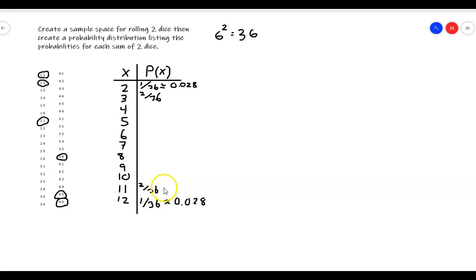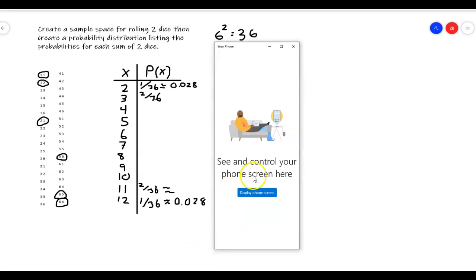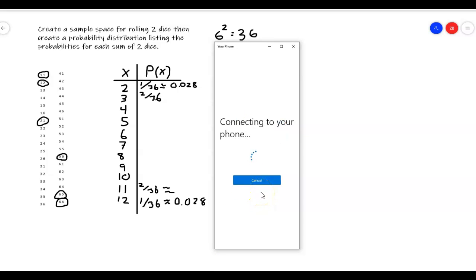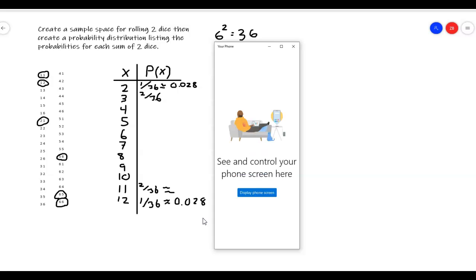To find those, just go up to the calculator here. I do 2 divided by 36, which should be twice that. So it should be about 0.056, but I'll go ahead and put that in there anyways. Might be 0.055. Let me see, times 2.